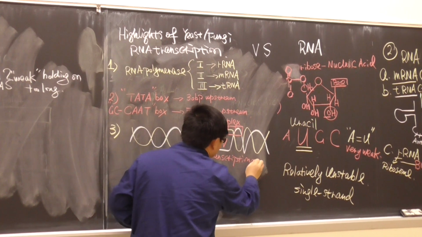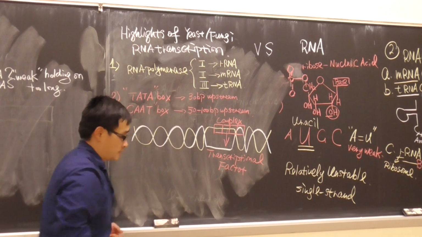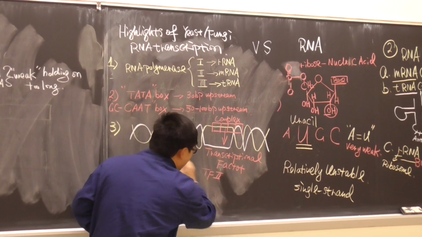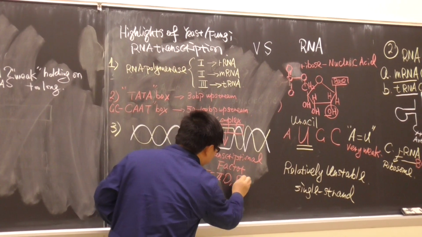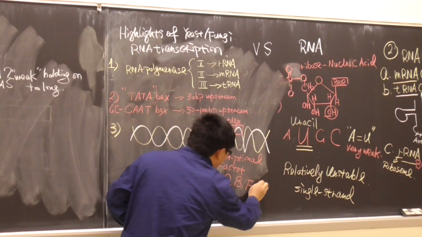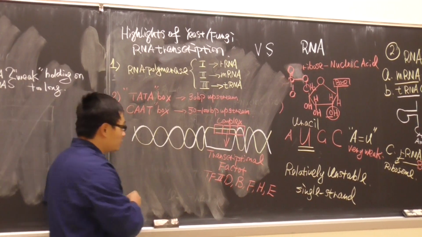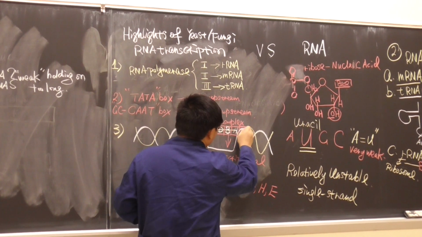transcription factor complex. Acronym TFII. So that could be TFIID, B, F, H, and also E. So this complex is D, B, H, E.